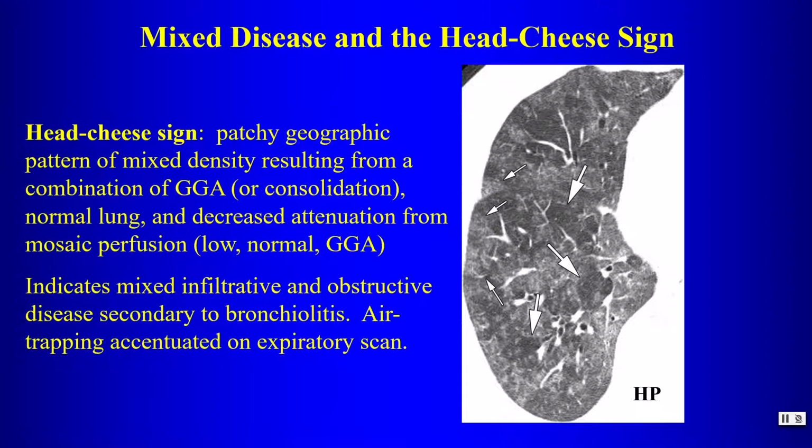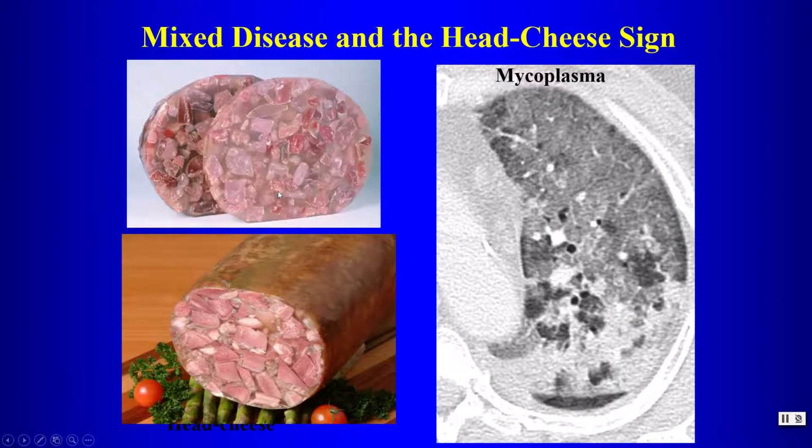So this indicates a mixed infiltrative and obstructive process, usually related to bronchiolitis, and the air trapping will be accentuated on expiratory scans. It was thought that this appearance looked like head cheese, which is a sausage popular in the Midwest, and hence the term, the HRCT sign, when we have these lobules of differing attenuation there on a CT scan.